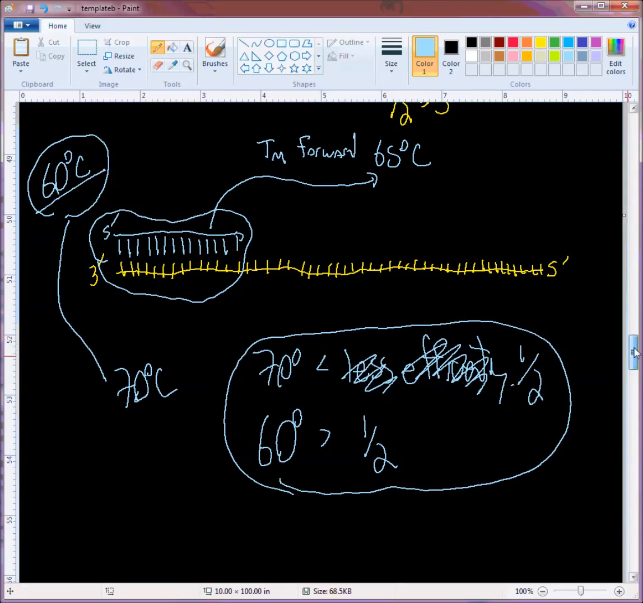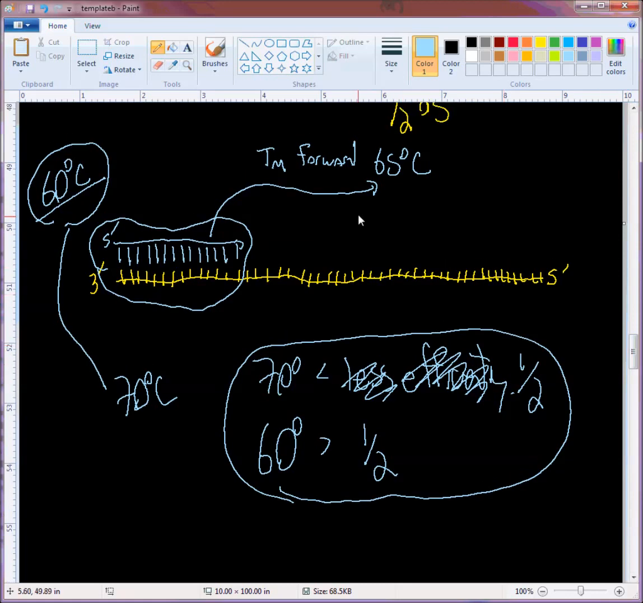So you might be wondering, why don't we just lower it to 30 degrees Celsius or room temperature? Maybe we don't even need an incubator. Maybe we can just use our hand, and that would be about 37 degrees Celsius. There's a good reason why we don't do that.